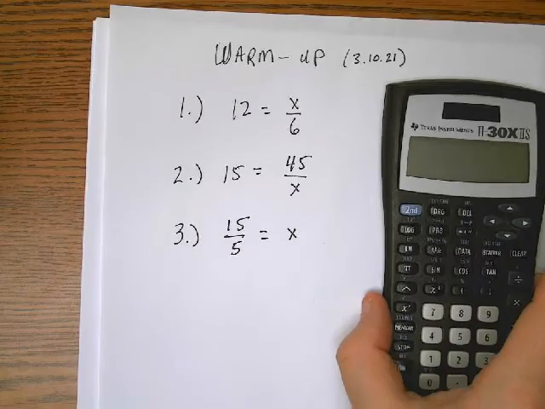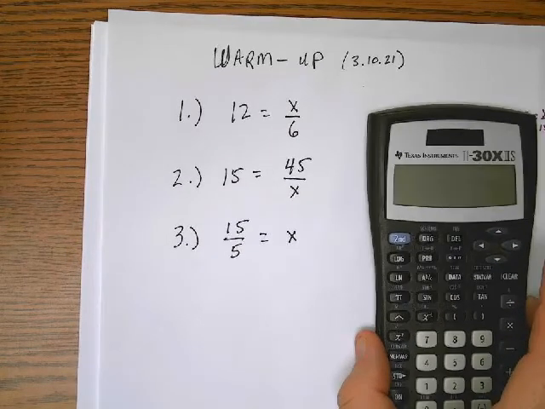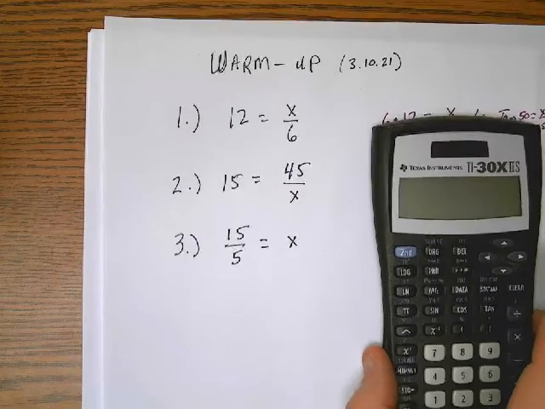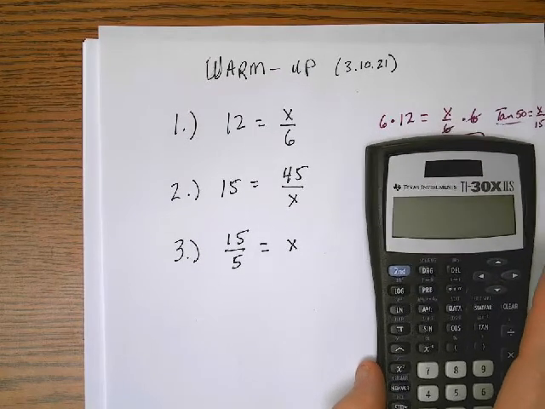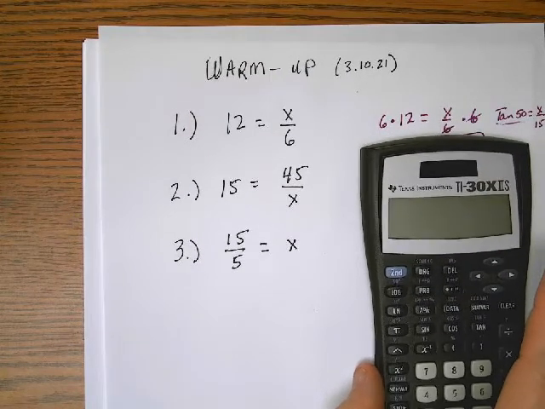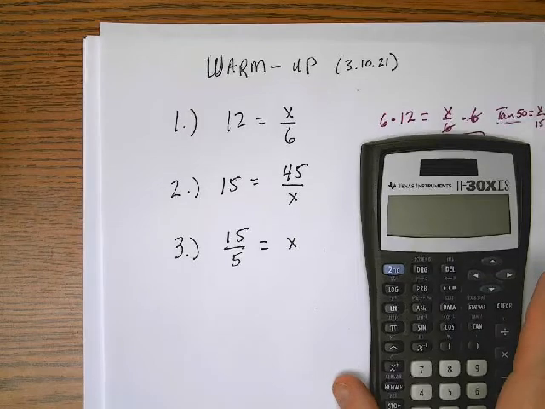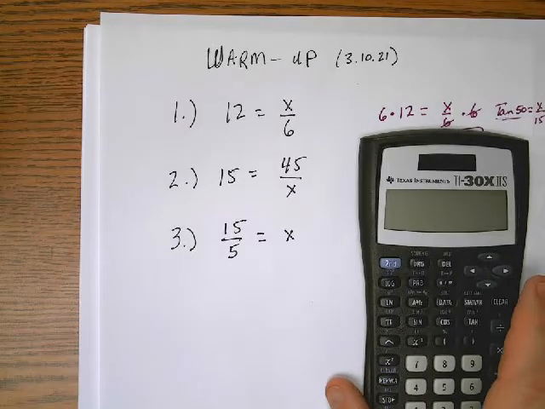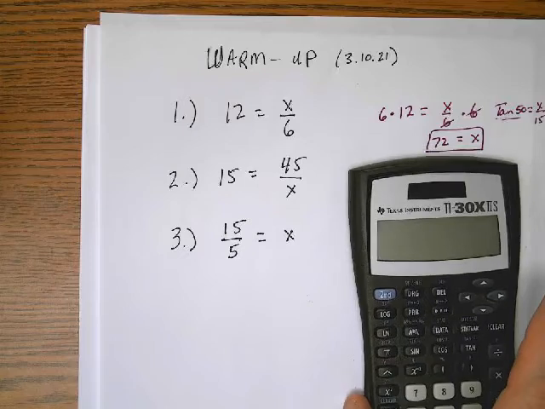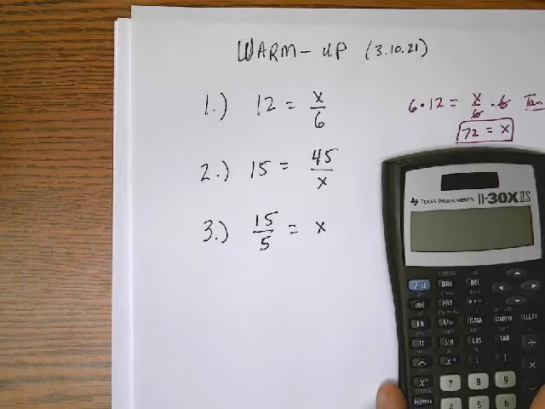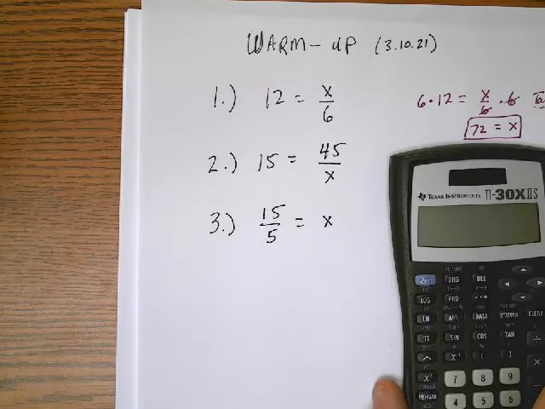Okay, let's take a look. Hopefully you guys got them all done. Whenever the variable's in the numerator, look at this. You have to multiply both sides by 6. Whatever I do to one side, I got to do to the other side. 6 times 12, then we get x equals 72. Does that make sense?